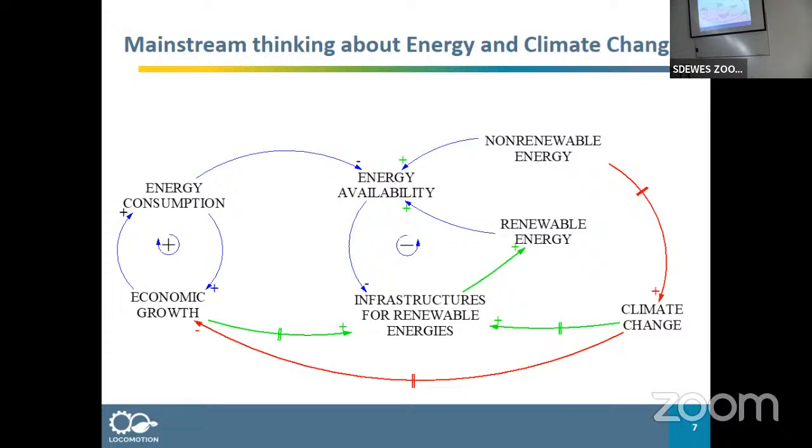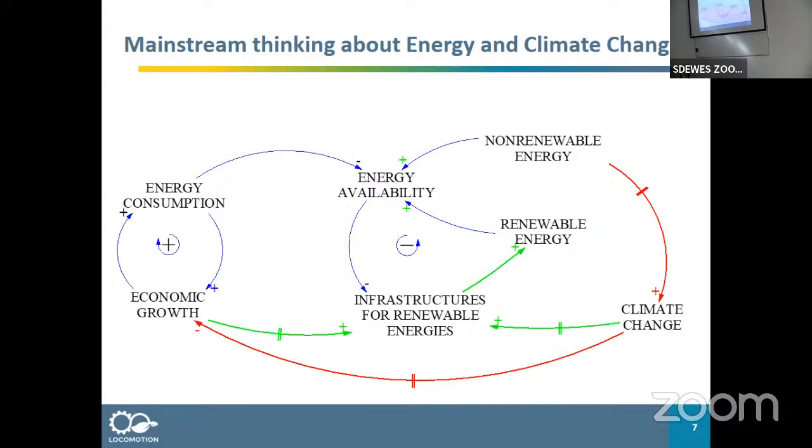And also, this climate change has impacts where? Economy, population, yesterday we were talking about that. So there is a new feedback between climate change and economic growth, a negative feedback. So climate change may stop or decrease the growth of the economy.